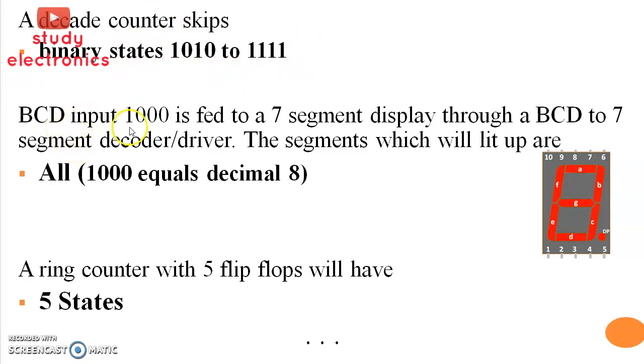Next question, BCD input 1000 is fed to a 7 segment display through a BCD to 7 segment decoder or driver. The segments will light up. So we are giving an input of 1000. So 1000 equals decimal 8. Okay. So all segments will light. Okay. And this is the image of a BCD 7 segment display. So this is A, B, C, D, E, F, G. So when we give 1000 as an input, the value is 8. So all lights will flash. Okay. And next question, a ring counter with 5 flip-flops will have 5 states.